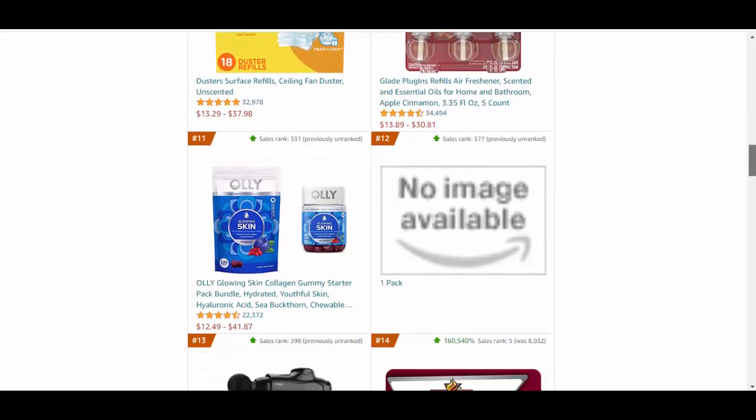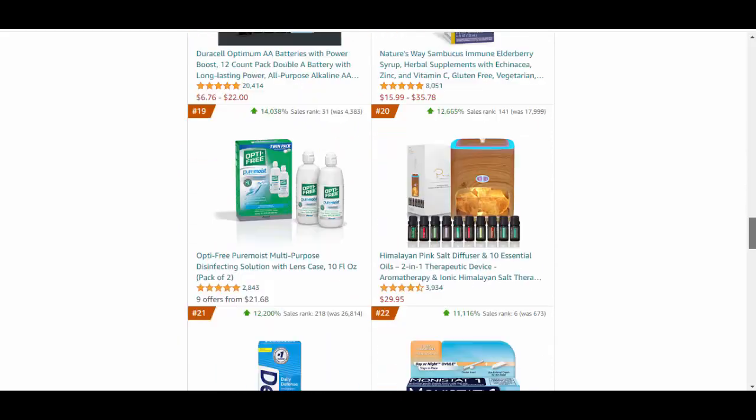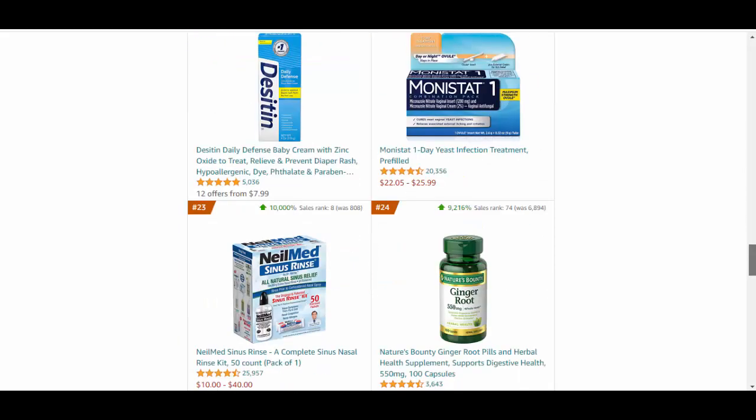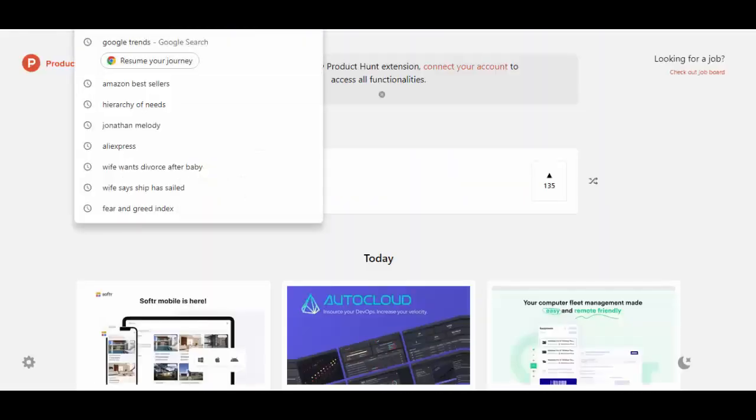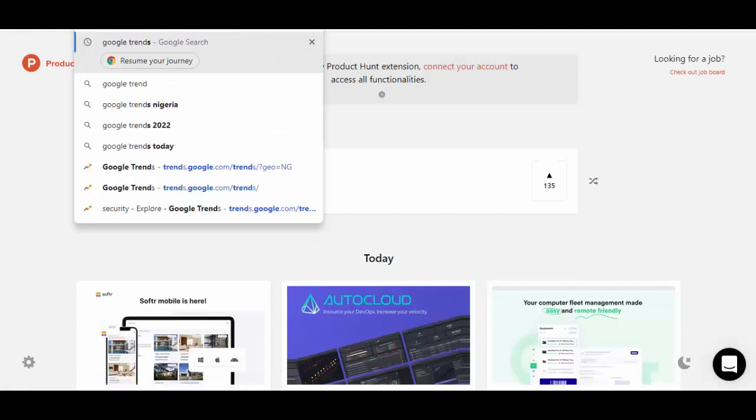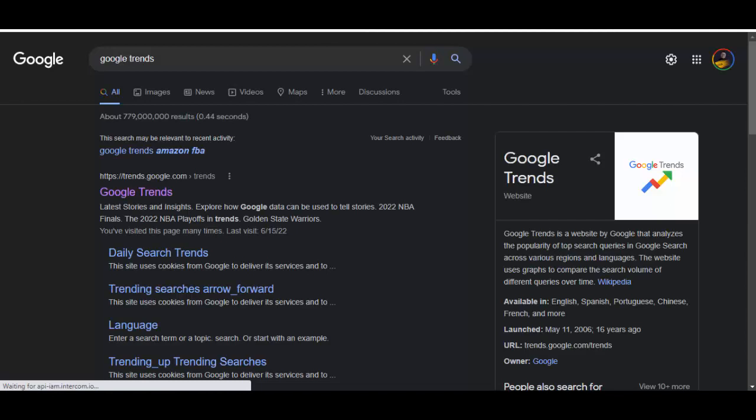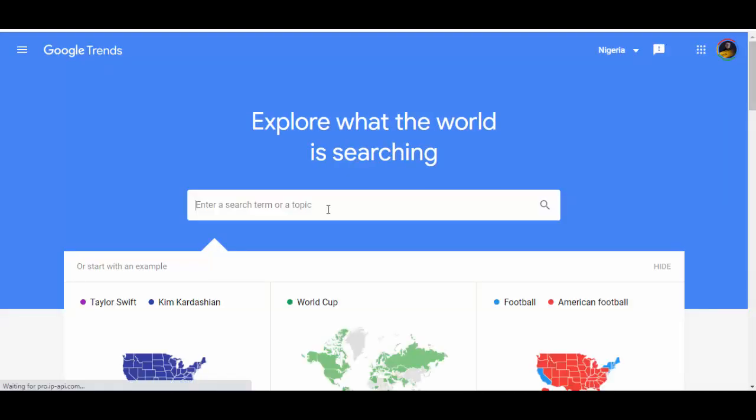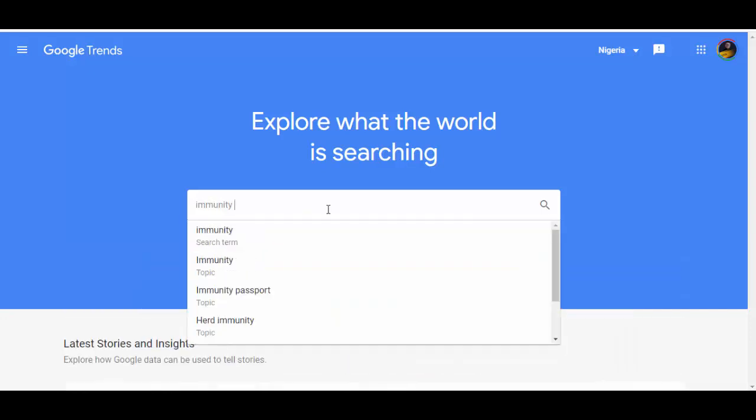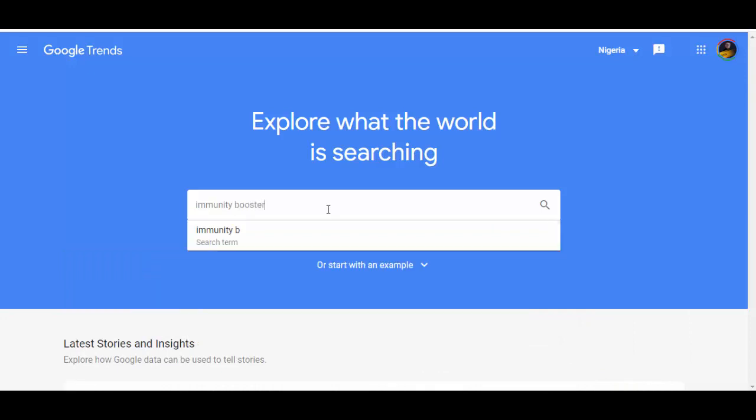Now, once you find something like that, for instance, boost immunity, it means people want a product to boost their immunity. One thing you can do to verify that is head over to Google Trends. Google Trends helps you understand what is trending, what people are actually searching for, right? This will give you an overview of what to expect, to know if people are actually in need of that particular product. So we're going to search immunity booster. Let's just use that.